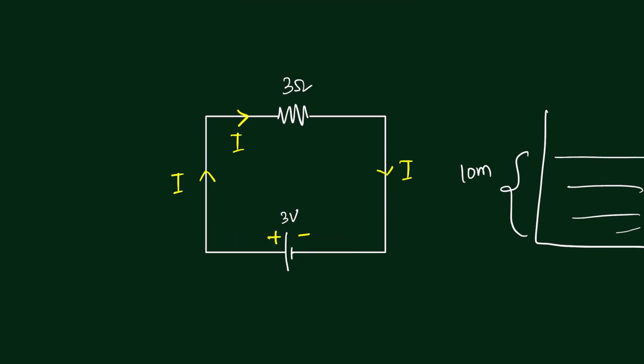So before that, always, this symbol is called ground. This symbol is called grounding or earthing or simply ground. So always connect a ground on the negative side of the battery. This is the negative side of the battery. Ground is taken as 0 volt.